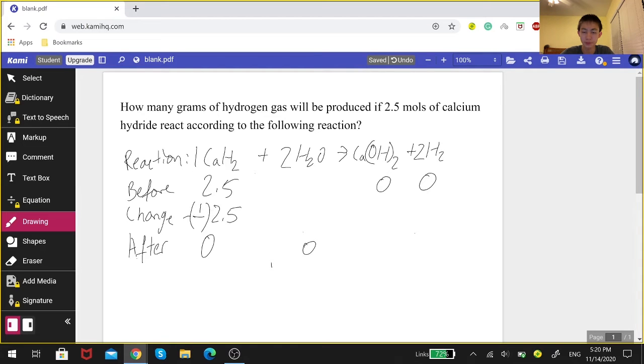Now back to what we have, 1 CaH2. So it's 1 over 1. And this one came from here. This one has to be there in order to balance, in order to make this equal to 1. Okay. 1 divided by 1 is equal to 1, and 2.5 minus 2.5 is 0.